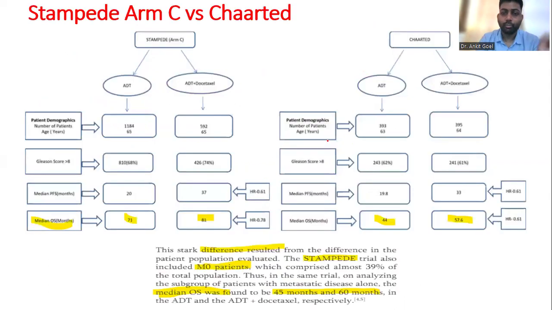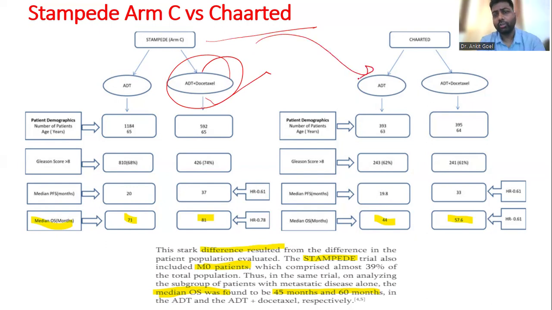Now, how do you compare them? What was the CHAARTED trial? It was a chemohormonal study. So whenever you study STAMPEDE arm C, C is for chemo. The CHAARTED trial was exactly like arm C of the STAMPEDE. The CHAARTED trial also compared ADT with docetaxel. Then what is the difference between STAMPEDE arm C and CHAARTED?